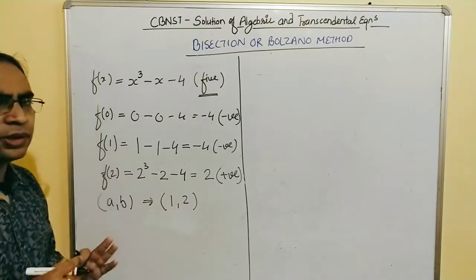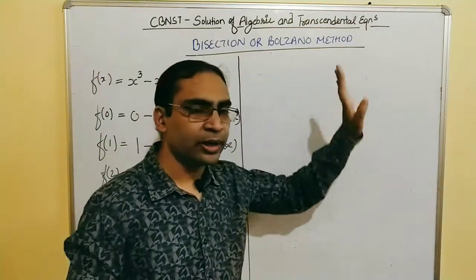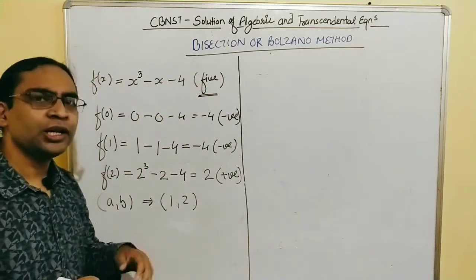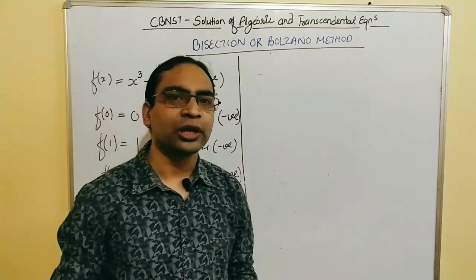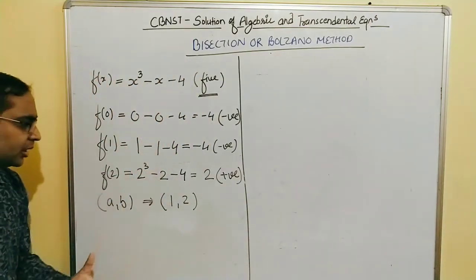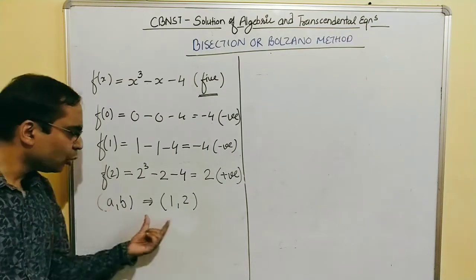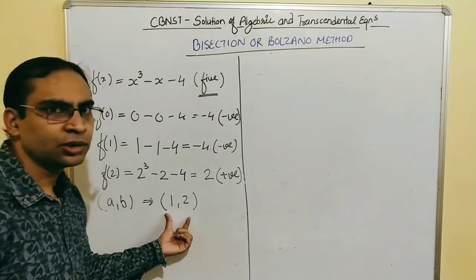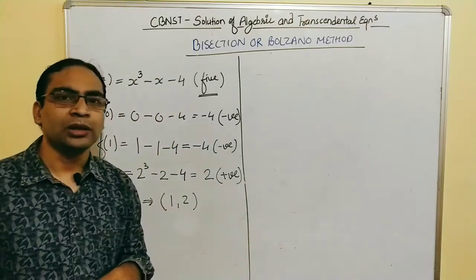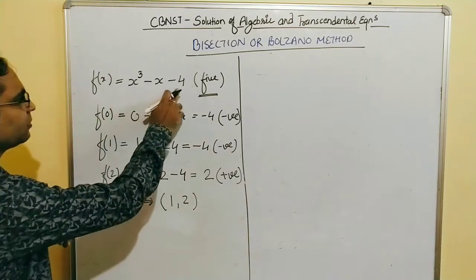So this is our first step in getting the solution with the help of this bisection or Bolzano method. In many cases you will be given the initial interval in the question, so it becomes easier, and if it is not, then we'll have to apply the hit and trial method and find our initial interval. The smaller the interval you take, the earlier you will reach the result. So this is 1 comma 2. Now let's start. The function is x cube minus x minus 4.